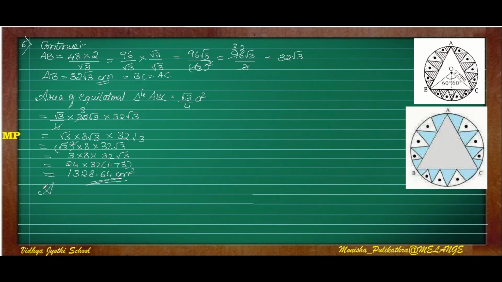So last we have to find out the area of design. Area of design is equal to area of circle subtracted by area of triangle ABC. That is, area of circle is 3218.28 minus area of triangle is 1328.64. So area of design will be 1889.64 centimeter square. So this is the area of design.